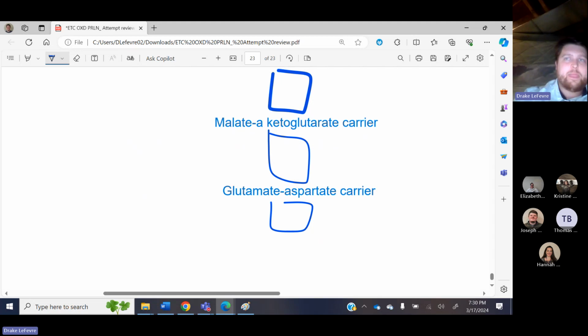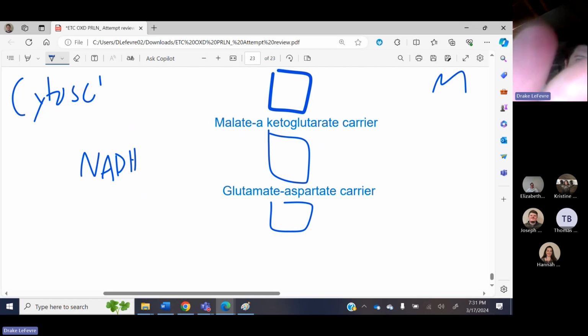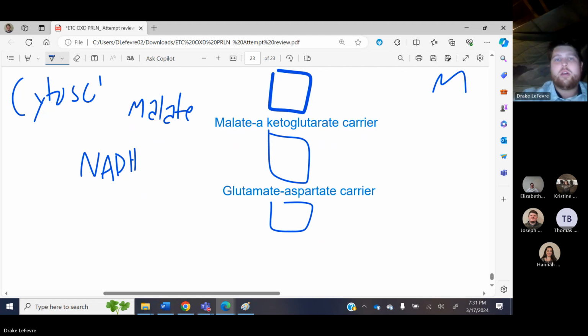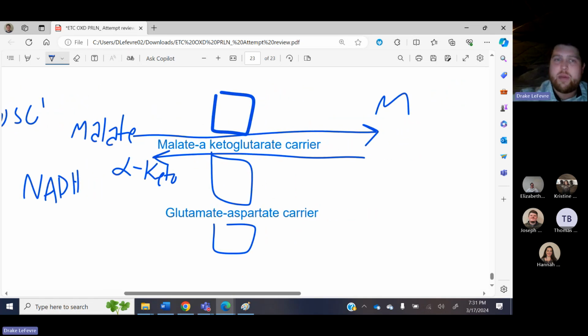So we start off, and let's say this is our cytosol, and this is the mitochondria. We have our NADH right here. And then we have malate. Malate is going to go across and trade spots with an alpha ketoglutarate. Now we have malate on this side.